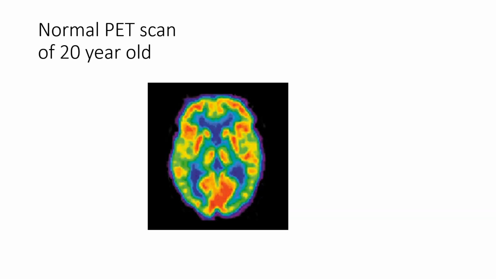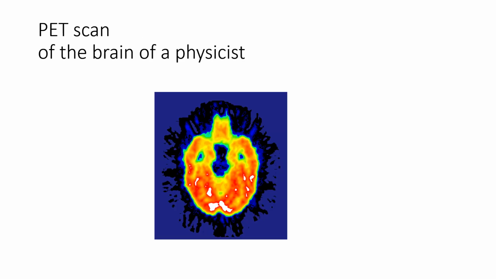And this is a normal CT PET scan of a 20-year-old. See, the red and yellow areas are very active, and they have similar patterns on both sides of the brain. This is a CT PET of the brain of a very intelligent physicist. So the red and yellow areas are most active, so this just shows a very active normal brain.